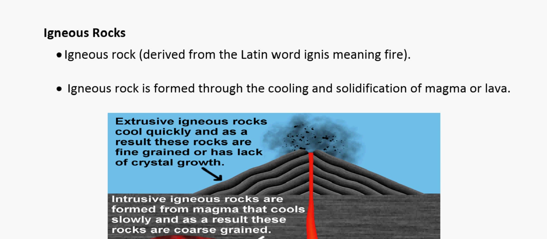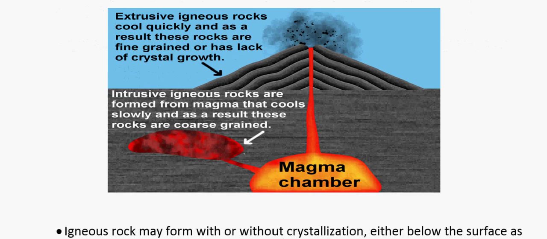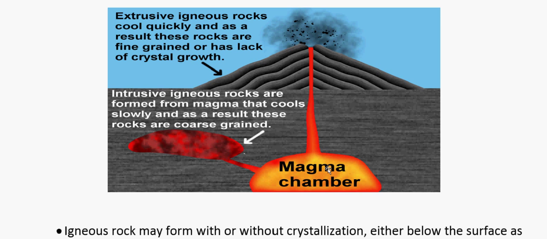So igneous rock is like a rock which is formed from fire. Not exactly, but we'll see that. Igneous rock is formed through the cooling and solidification of magma or lava. The lava which comes out from the magma chamber gets solidified, cools down, and that forms an igneous rock.